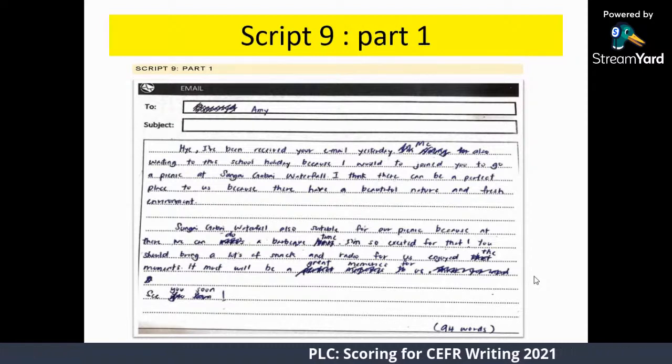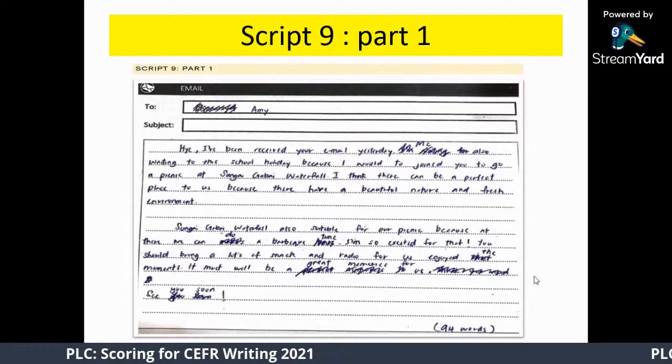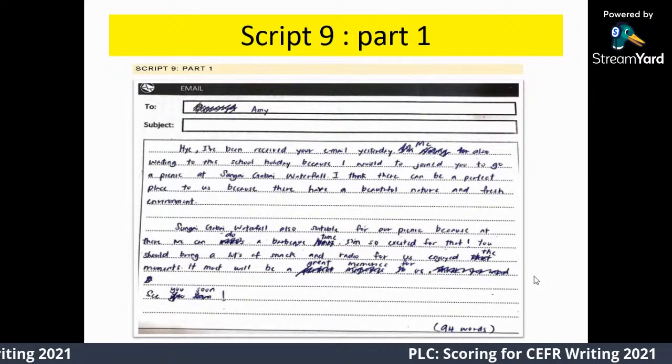So you can clearly see that this student should be marked down for their language as well. Next, "to go picnic at Sungai Gabay Waterfall." 1 out of 3 you can give them because the location is there, Sungai Gabay.